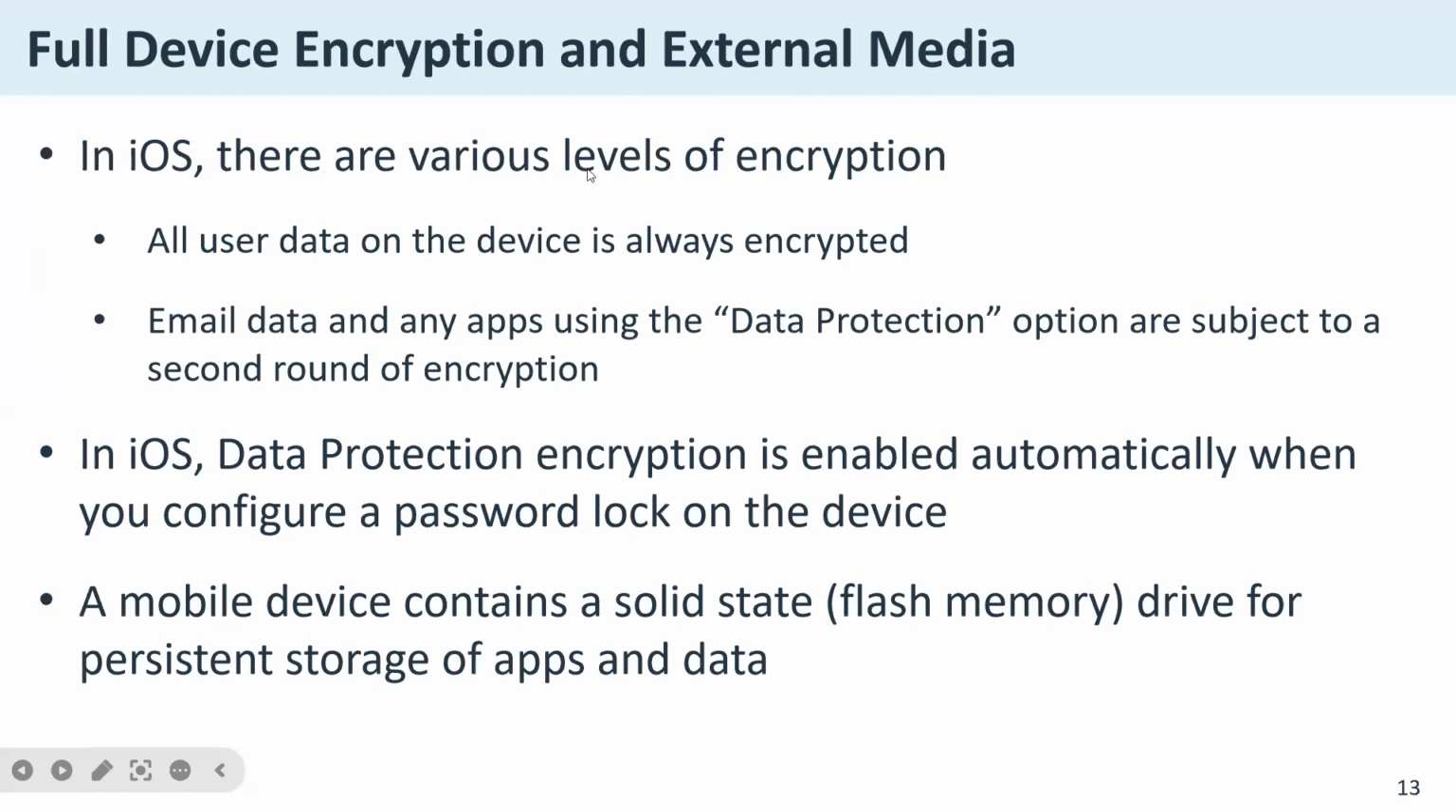For iOS, there are several levels of encryption. You have all user data on the device is always encrypted. Email data and any apps using data protection options are subject to a second round of encryption. In iOS, data protection is enabled automatically when you configure a password lock on the device. So this is just for your information.